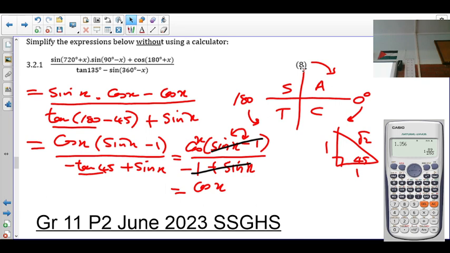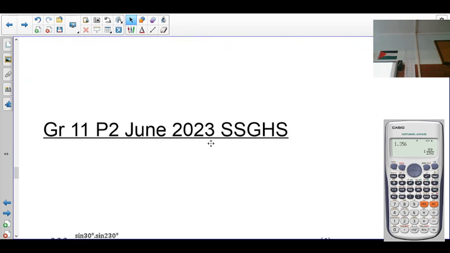Okay, so let's just check here quickly. Looks right to me. Okay. The question paper and memo can be found in the description box below.